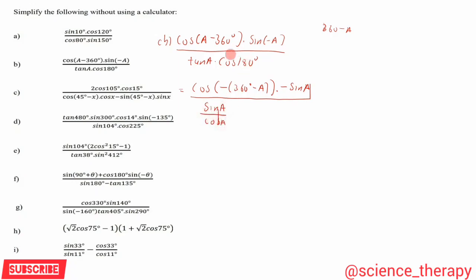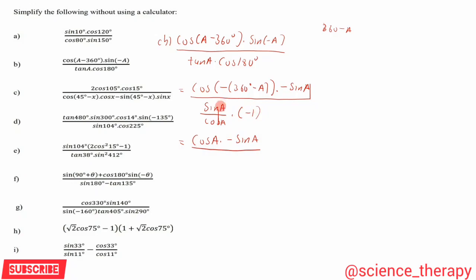Now from our knowledge of special angles, we know that cos 180 degrees is negative 1. Or you can even just use the graph of cos. It will show you that for 180 degrees we have negative 1. Then, cos of a negative angle is positive. So here we have cos A and then times negative sine A, and then over.